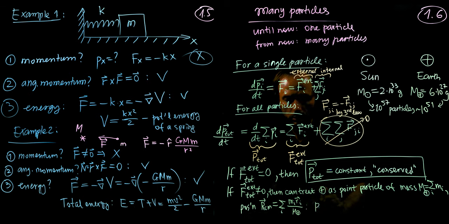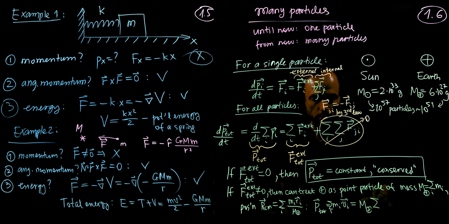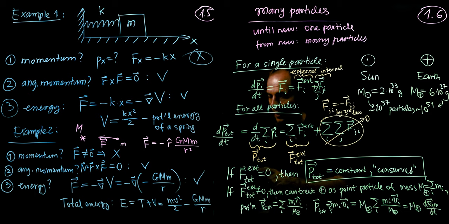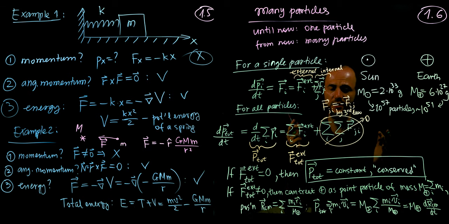And then P total, given by the sum over I of m_i v_i, will be equal to the total mass of the Earth times the sum of m_i v_i divided by the mass of the Earth, and this is going to be the time derivative of the radius of the center of mass. So if F external is non-zero, then the Earth behaves as a single point particle.